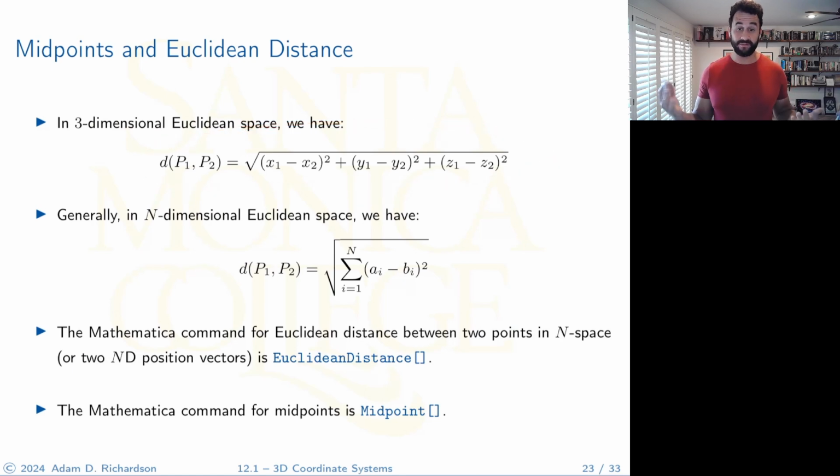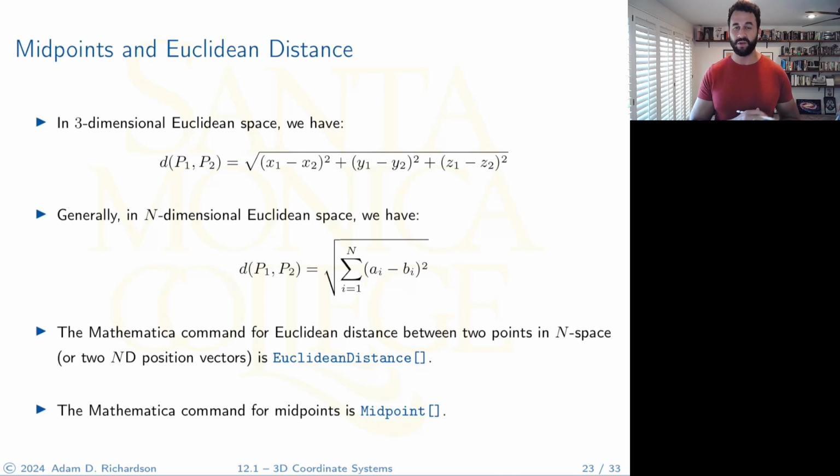Now, in general, for n-dimensional space, you just do the same thing. You keep adding more and more of these difference terms, and then you add them up, and then you take the square root at the end. And that's pretty much it. Just take the difference between the respective coordinates, square that result, add all those results up, and you get the n-dimensional Euclidean distance function. Naturally, Mathematica has a command for this.